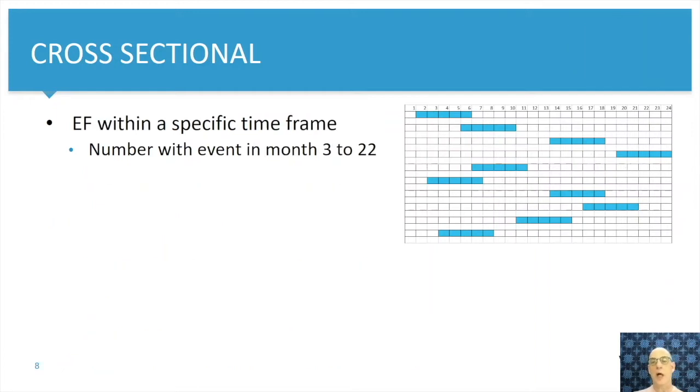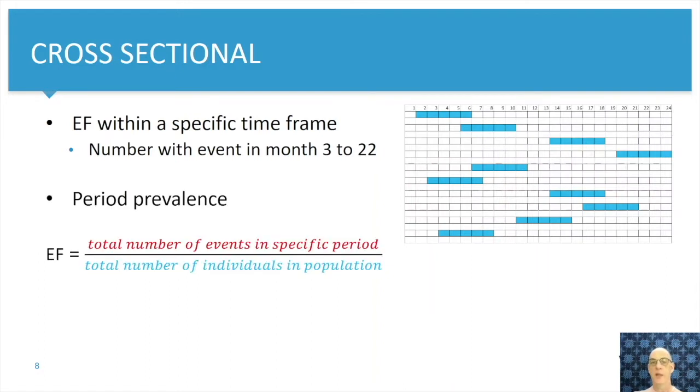Related to that, we could also ask ourselves how many people have been ill between month 3 and month 22. So we are not focusing on just one time period, but we denote a certain time frame. And by doing so, we are calculating what we call the period prevalence. So that is the total number of events in a specific period in the total number of individuals that were available in that period.